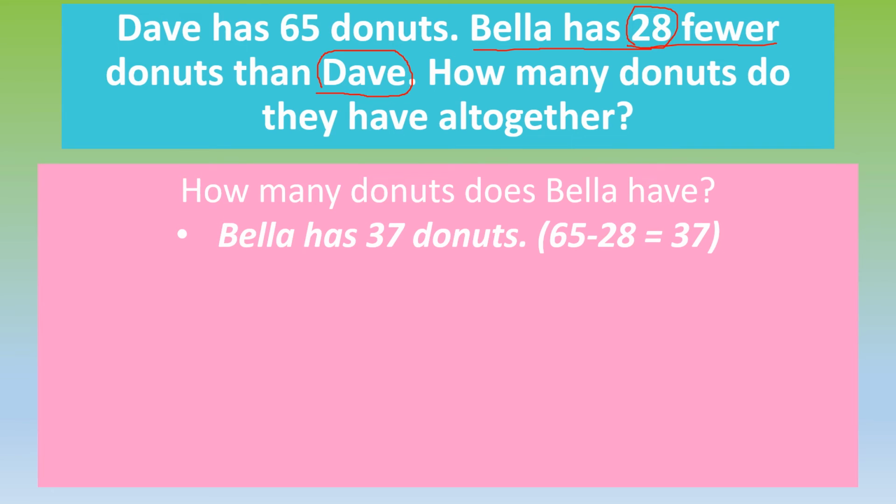And how do I get that? Because I know that Dave has, I'm gonna put a D for 65. And Bella has 28. No, fewer means you take away, right? So I'm subtracting because of the word fewer. So the word fewer allows me to think that fewer means subtract. So si yo quiero saber cuánto tiene y yo ya sé cuánto Dave tiene, se lo hago, se lo quito, ¿verdad? I subtract. So I get 37.